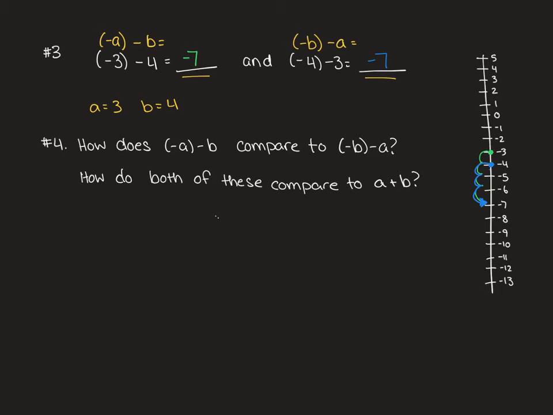The last part of number 4 is going to ask you how both of these, -A minus B and -B minus A, compare to A plus B. So if we figured out from up top that A is 3 and B is 4, then A plus B would just be 3 plus 4, which would give us 7. So how does 7 compare with the two answers that you got above for the other questions?